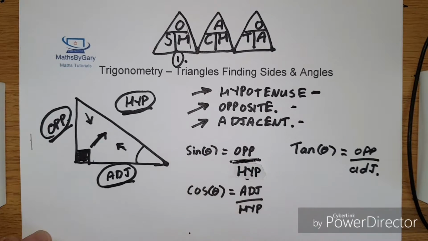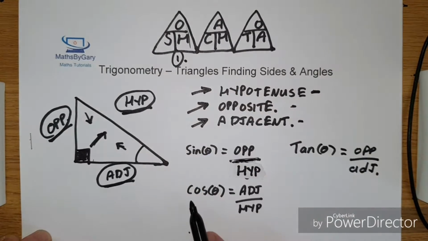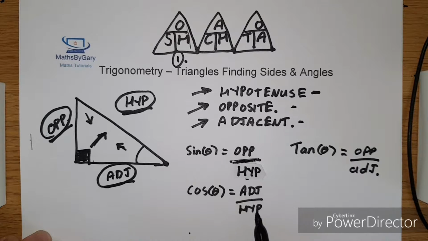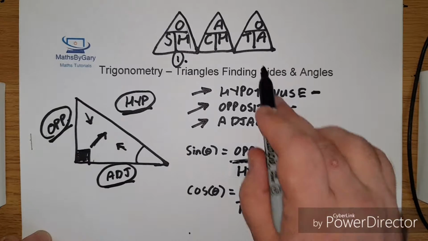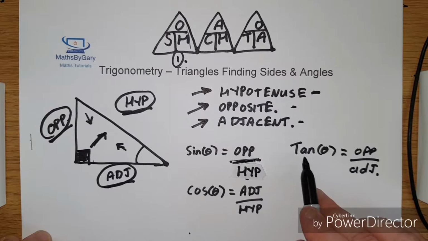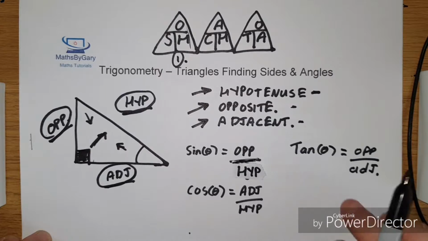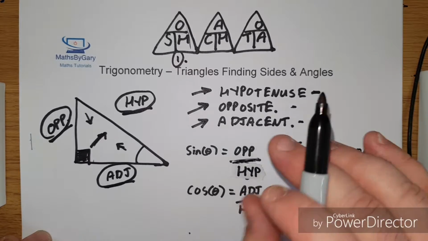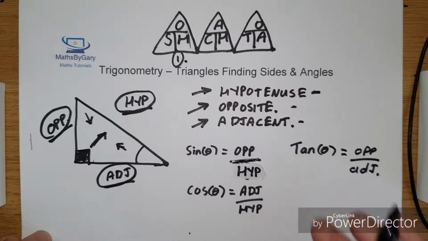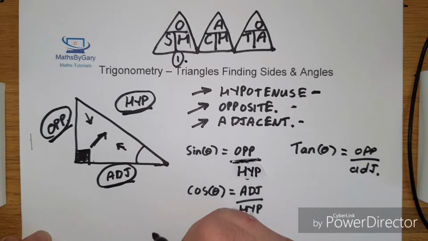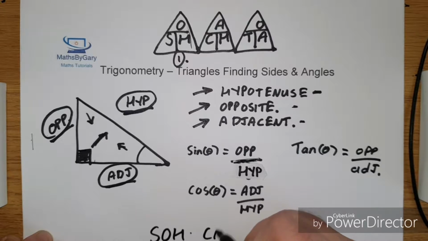I'll just explain the other two. C is for cos, so cos theta equals side adjacent over side hypotenuse, and lastly T for tan, tan theta equals opposite over adjacent. So those are the three formulas that can be used to find the sides and angles of triangles. It will make more sense when I show you in a worked example, but that is the basics.